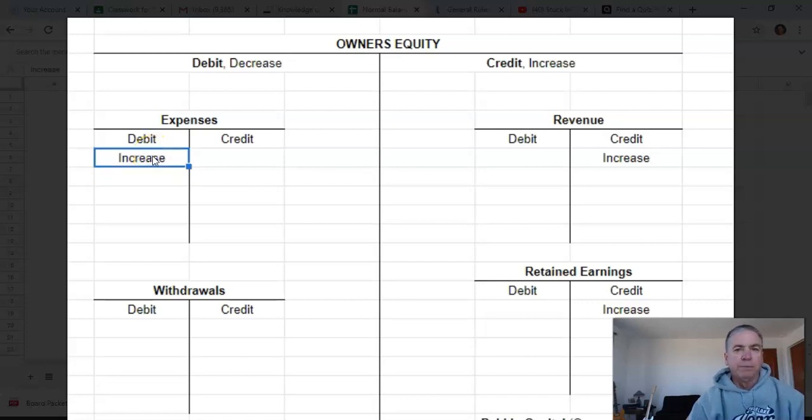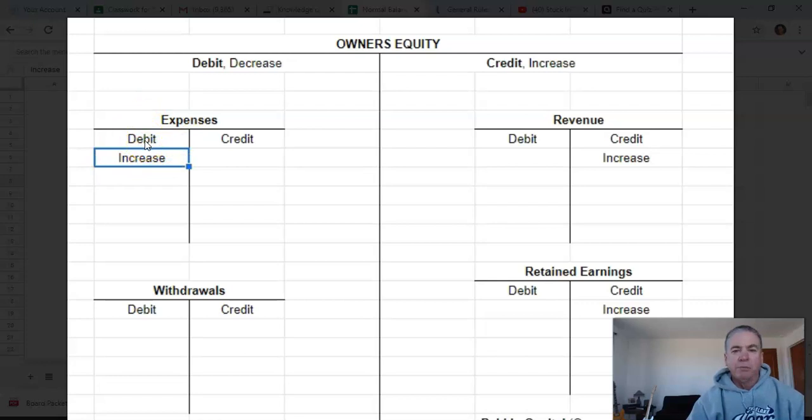Let's go through that again. Owner's equity is decreased with debits. If we increase our expenses, we will have less owner's equity. Therefore, we have to increase expenses with a debit.